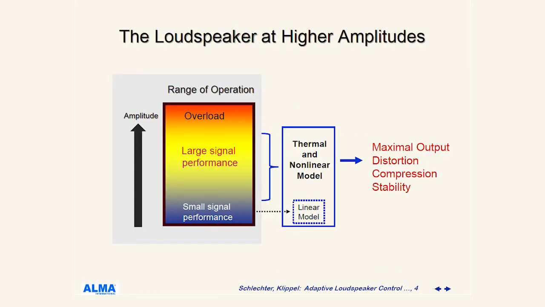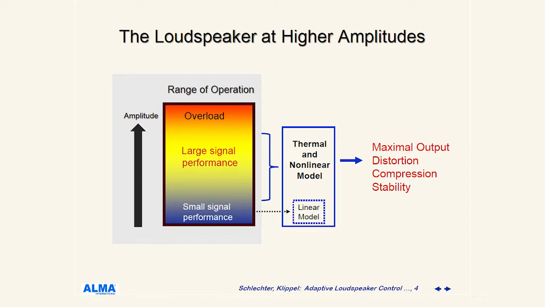Here you see the operational range of a loudspeaker over amplitude, meaning displacement amplitude. Usually if you apply little amplitude to the loudspeaker, you can describe it with a linear model. You're quite fine with all linear techniques you can use. But you see there is a lot of possibilities. There is a large region, we call it the large signal performance region, where you could use a loudspeaker. In fact, it would work there, but it suffers from certain issues.